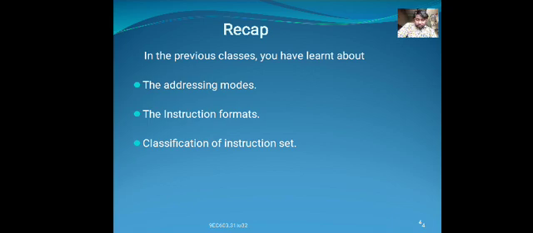Operand. Next one is the operand. The data on which the operation is to be performed is called the operand. The operand consists of two fields, such as destination and source.